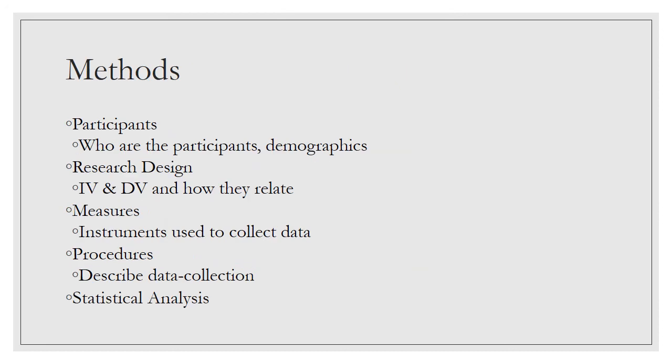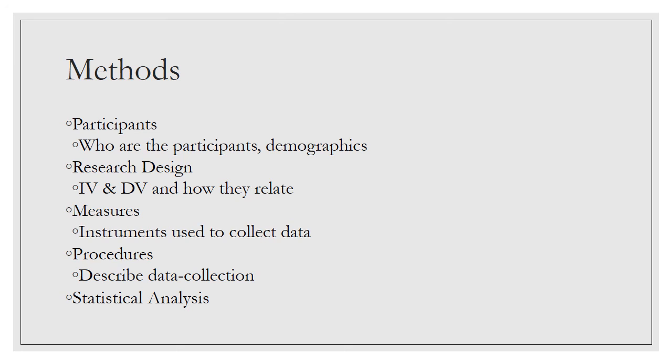As we're wrapping up this lecture on inference, I also want to bring us back to the method section. A lot of what we're going to do with statistical analysis is conduct a statistic and report it in our results section. But let's not forget about our method section. Our method section has participants, who are the demographics, the people that are in our study, who they represent. We have a research design. We discuss our independent and dependent variables, how they should relate to each other. We have measures, our instruments, and we describe the instruments we want to use to collect data.